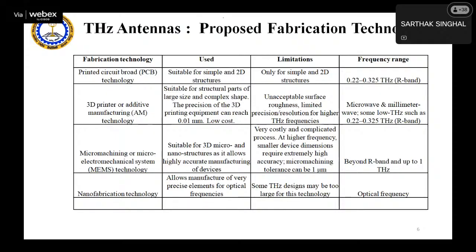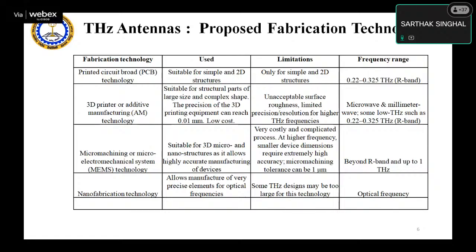Now, at present, across the world, some of the available fabrication technologies which are used for fabrication of these terahertz antennas or microstructures are the PCB technology, that is, printed circuit board technology, which will be used only for simple and 2D structures. If we are talking about 3D structures or some complex geometries, then this PCB technology cannot be used.